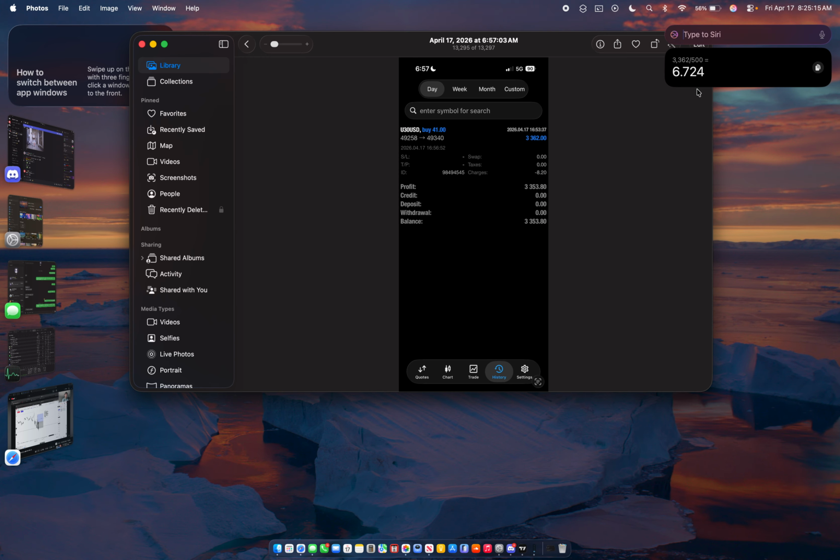No pun intended, right? But my risk to reward was about 6.7 to 1. So almost a 7 to 1, which honestly is just amazing. It's just amazing. I mean, that trade really.